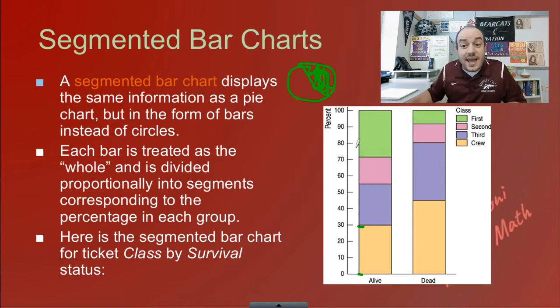It can be really helpful because it's a lot easier to see exact percents on here than it would be guessing on a pie chart. It also allows us to see the difference between certain areas a lot more clear. I can see not only that the crew members were a much larger percent of the dead than the alive, but I can actually see that it was about a 15% difference by going from 30 to 45.